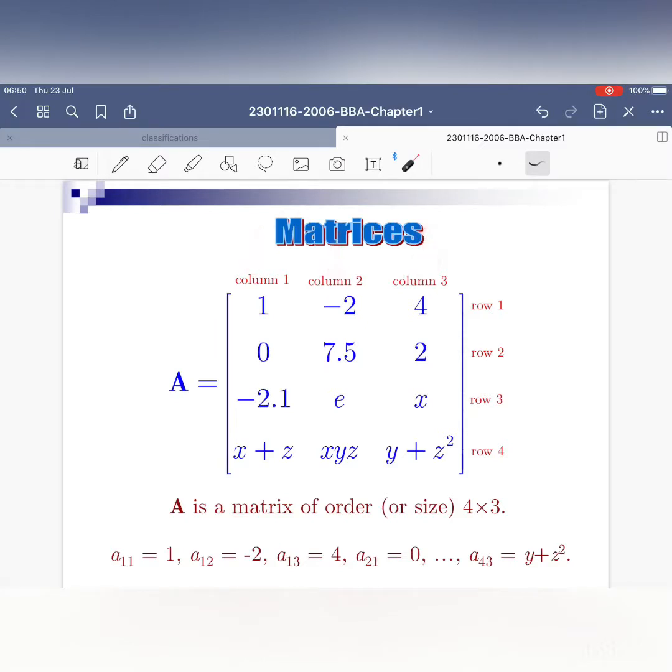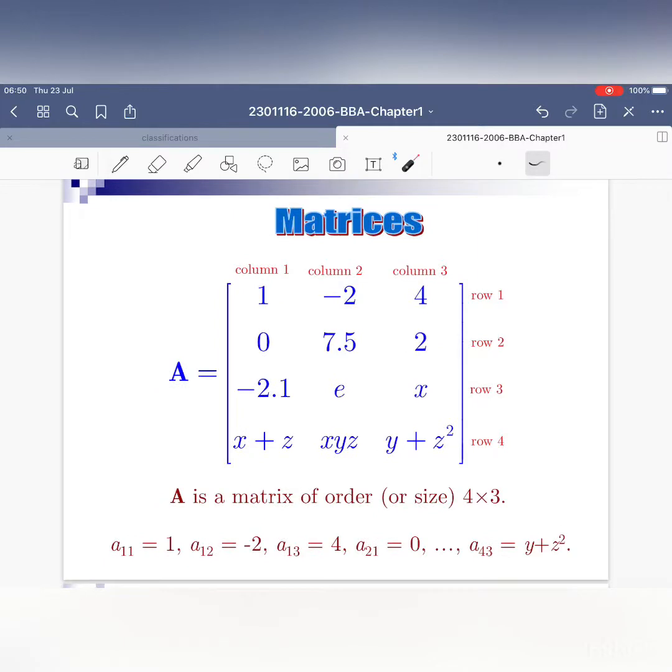The number of rows and the number of columns determine the order or the size of the matrix. For example, this one has 4 rows and 3 columns, so this matrix is of size 4 by 3. We call it 4 by 3. We don't say 12. We call it 4 by 3 so that we know the first number represents the number of rows, and the second number represents the number of columns.